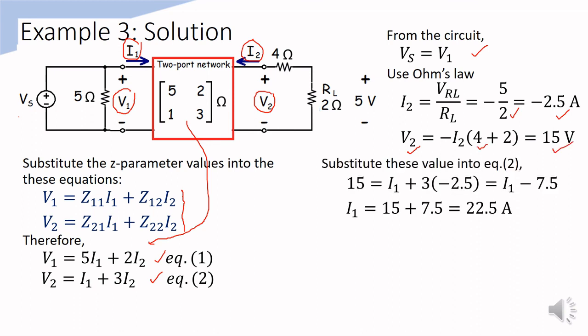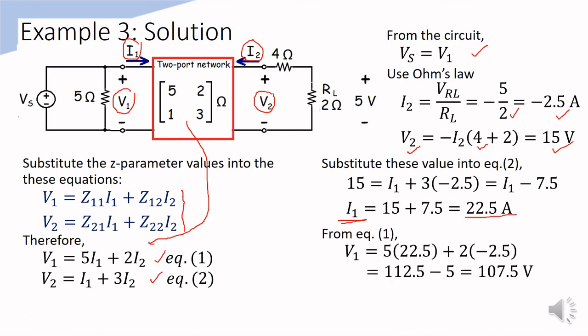Next, substitute I2 and V2 values into equation 2 to obtain the value of I1. From the calculation, I1 is 22.5 amperes. Now, we can calculate voltage V1 by substituting the values of I1 and I2 into equation 1. Finally, we find that Vs equals 107.5 volts. From this example, we see that the two-port network has enabled us to analyze the circuit without knowing the whole composition of the system. Not only that, the two-port network also makes the analysis simpler.